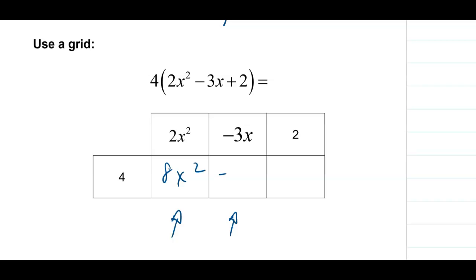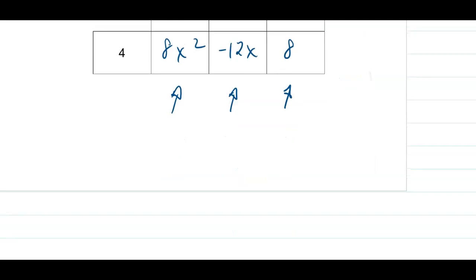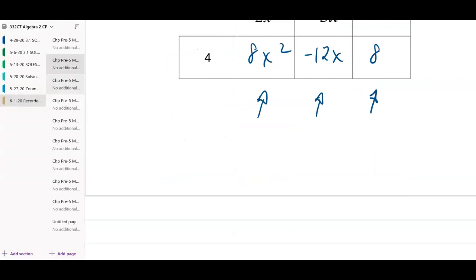4 times negative 3x is negative 12x. And we'll go to the last empty cell, 4 times 2, which is 8. And we have 8x squared minus 12x plus 8. And that's our answer. Which is the same as on the other page. Let's go to the next page.